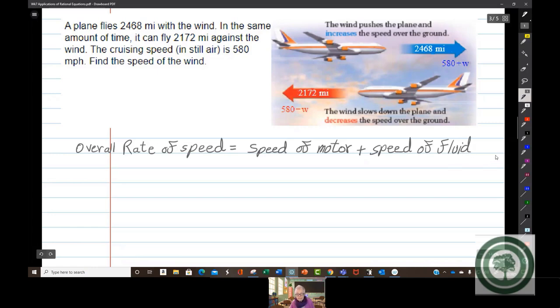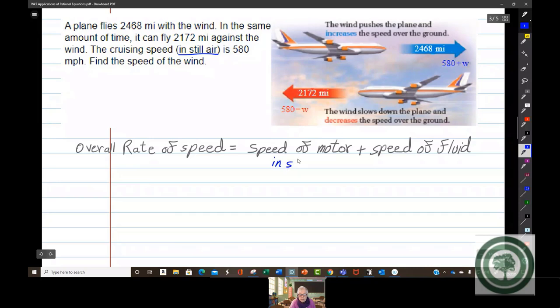Now, in math books, I hated that they call it this. They call that in still air. I like it that it's called cruising speed. The cruising speed in still air is 580 miles per hour. Okay, that's kind of nice. So we'll call this the cruising speed. Let's say in still air.